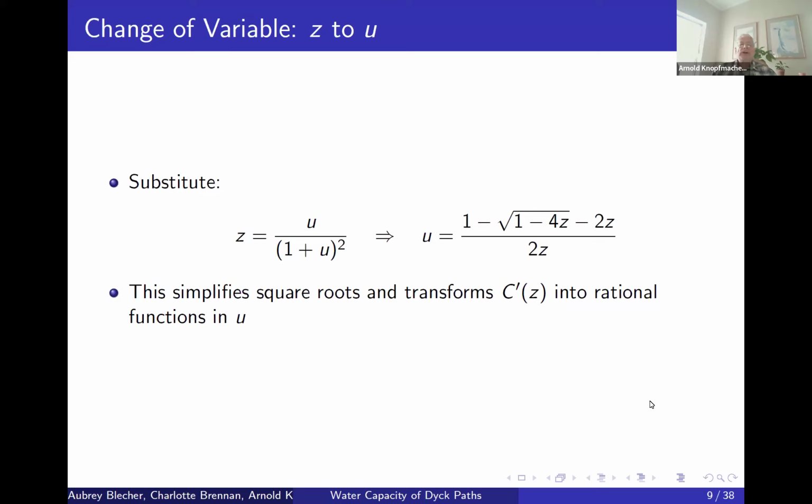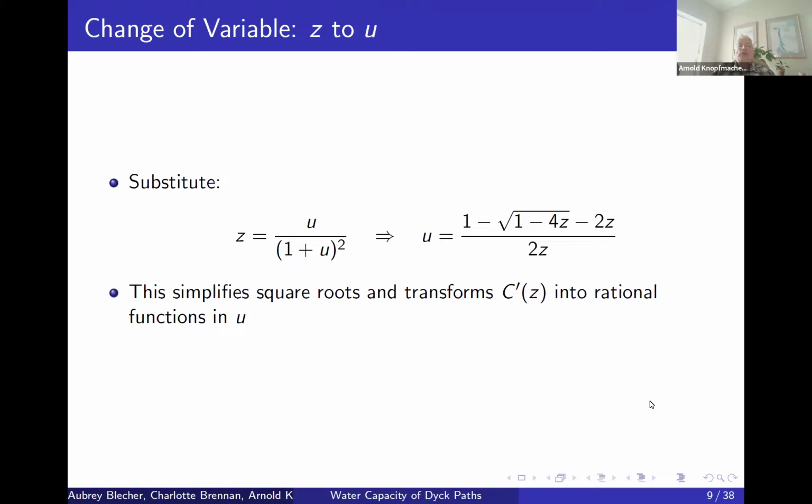Anyway, the point is, what you end up with is a function that depends on the square root of 1 minus 4z. And that's not surprising, because I mentioned that Dyck paths are related to the Catalan numbers. But a generating function that involves complicated products and quotients and sums of square roots is very intimidating, and not something that one could expect to be able to extract coefficients from.